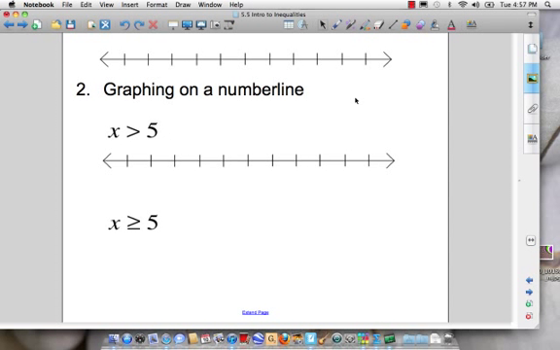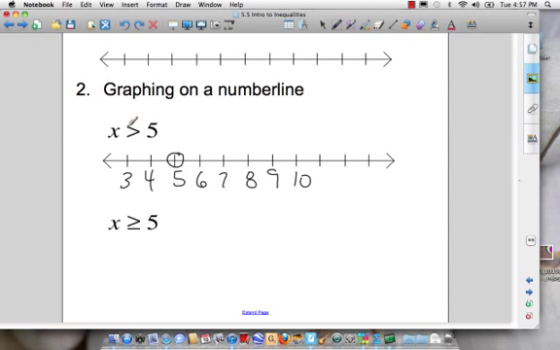So x is greater than 5. The first thing I need to do is find 5 on the number line. Let's suppose this is 3, 4, 5, 6, 7, 8, 9, 10, and so on. So here's 5. I'm going to draw a dot at 5.